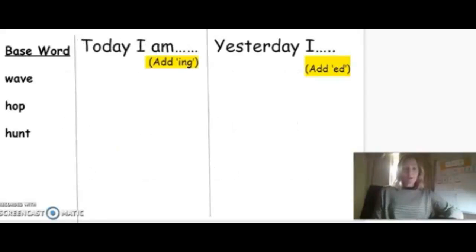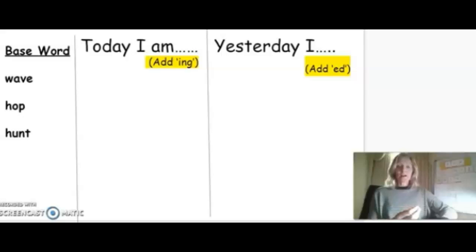This will be an example. It will look like this. You've put the base words in. Wave, hop, hunt. All base words. What do you need to do to those to change it into a present tense and a past tense? I think the best clue to help you is to say it in the little sentence that we've got at the top. So if you know the base word wave, I want you to put it in a sentence. Today I am waving. How do we write waving? Look at the word. You can see there's an E on the end. Drop the E, then add ing.